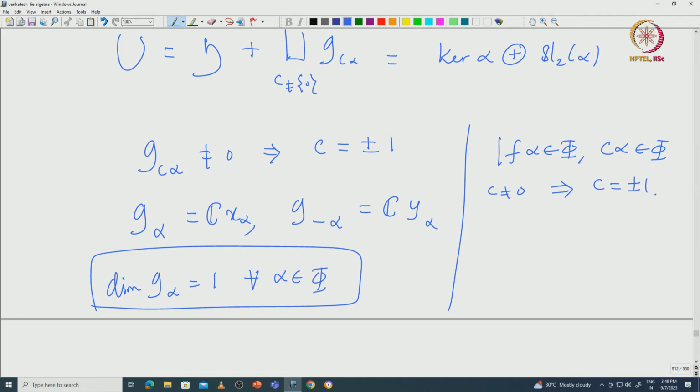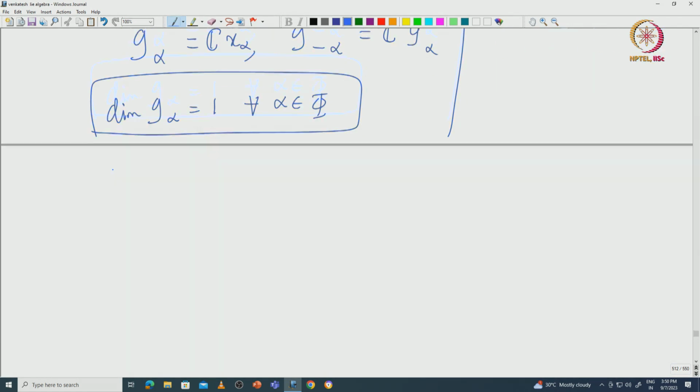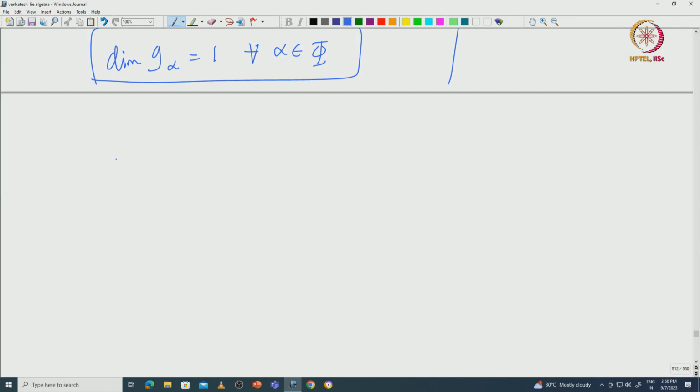So, this is also something we proved using this. So, this puts lots of restriction on the root spaces. Now we are ready to prove some more properties of this root system, which are again very important. For that purpose we need to consider what is called the alpha string through beta. Let us actually define what is called the alpha string through beta.